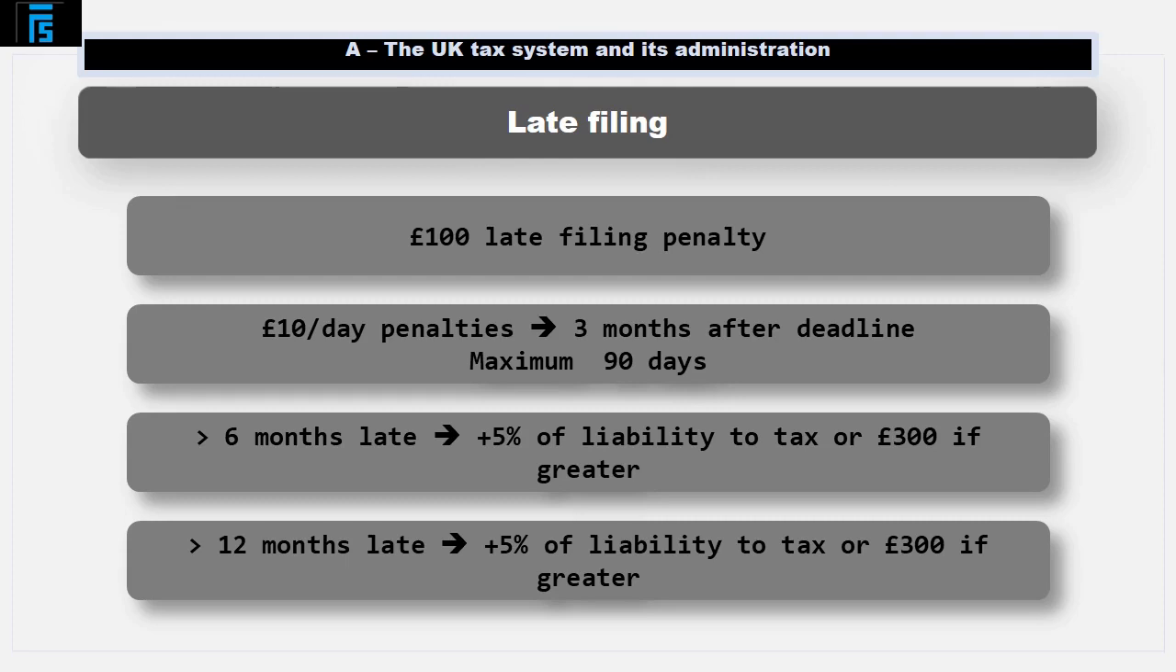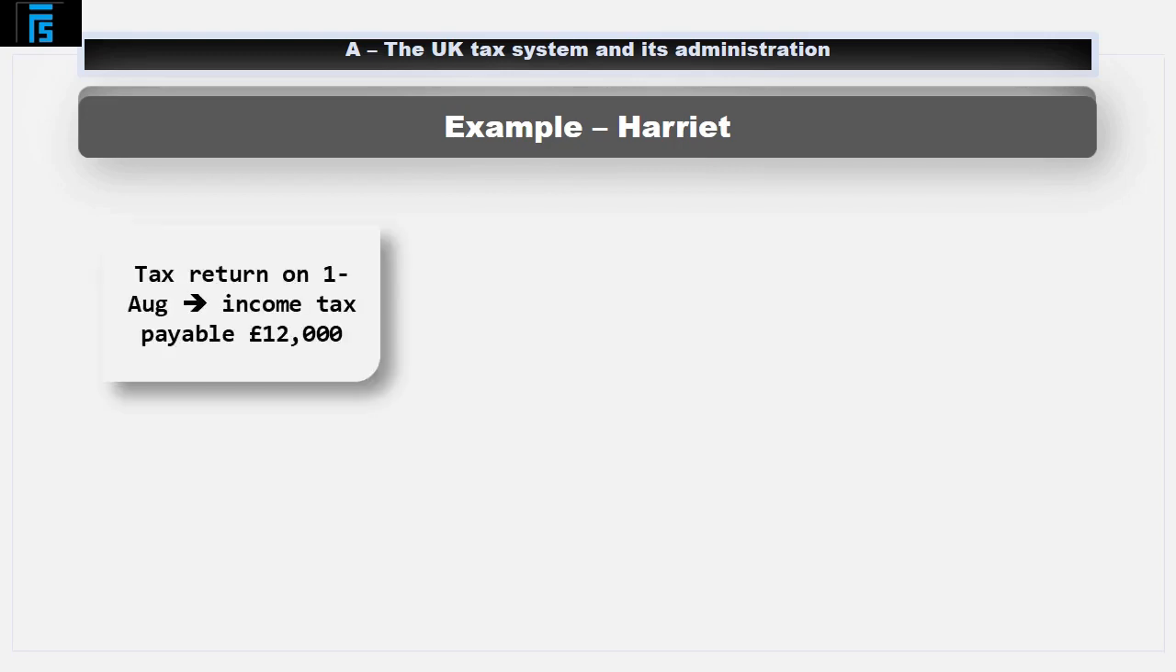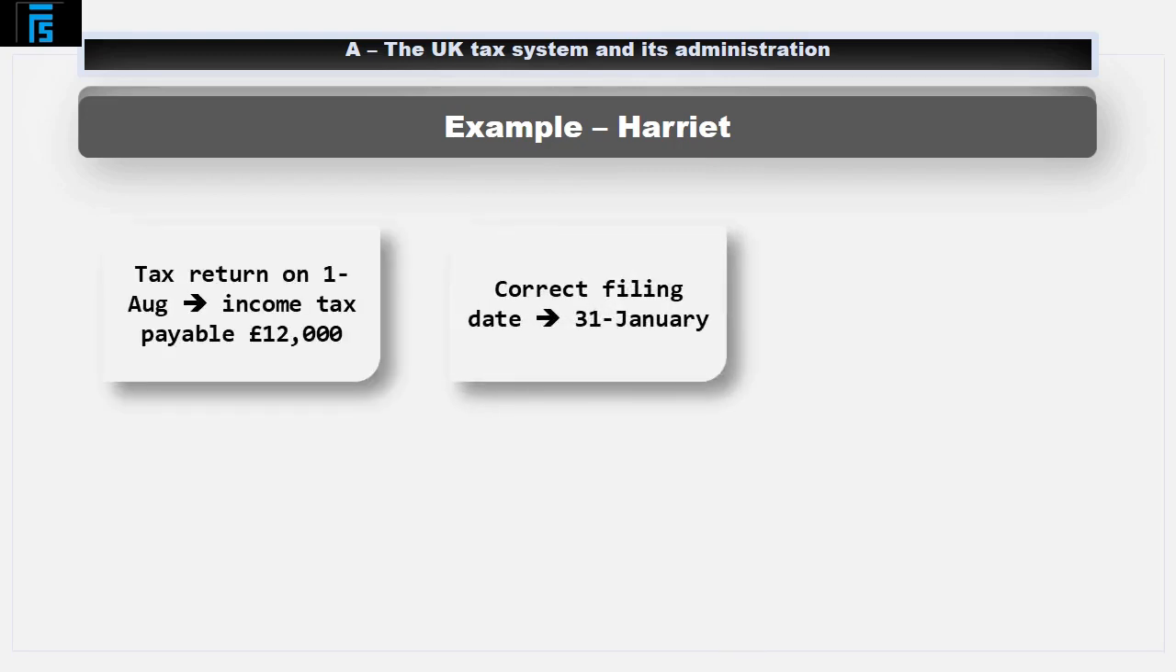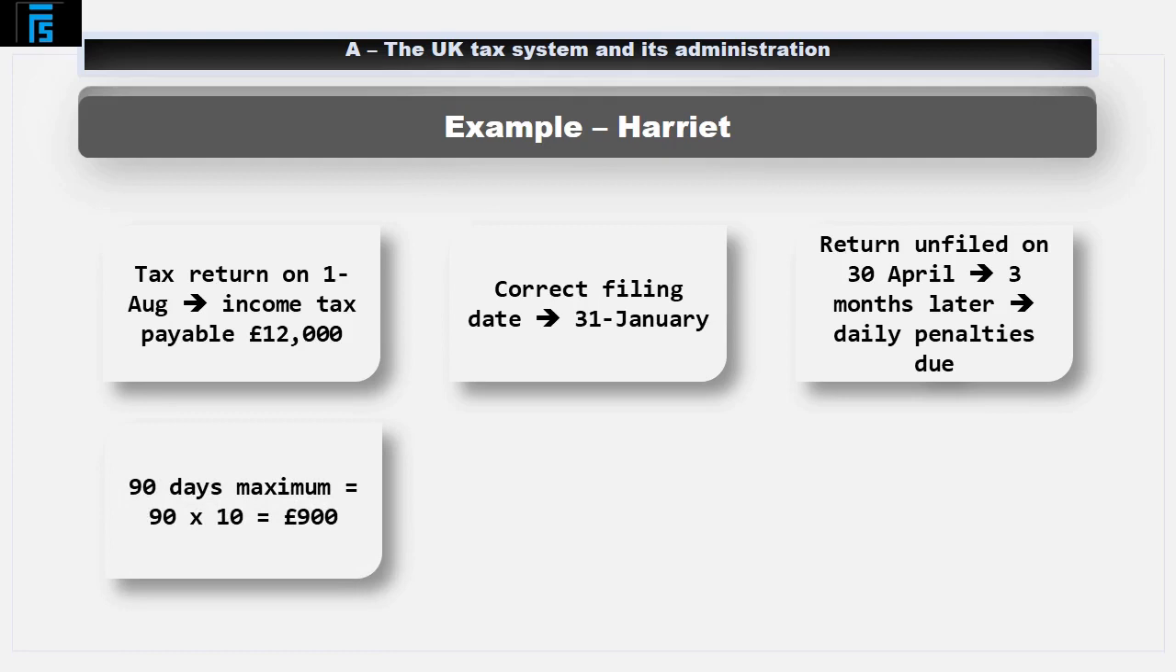Let's look at an example. Harriet filed her tax return online on the 1st of August showing income tax payable for the year of £12,000. The return should have been filed on the 31st of January, so is 6 months late. As the return remained unfiled at the 30th of April, 3 months later, the daily penalties become due. In fact, since the return still remains unfiled 6 months after the 31st of January, a maximum of 90 days of these £10 penalties would be charged, totalling £900.